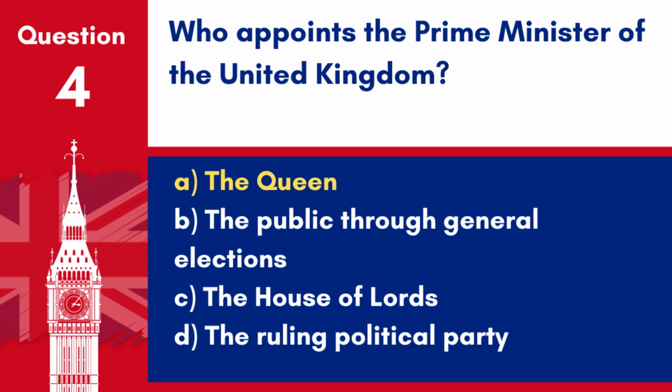Answer: A. The Queen. The Queen appoints the Prime Minister, who is usually the leader of the political party that has the most seats in the House of Commons after a general election.